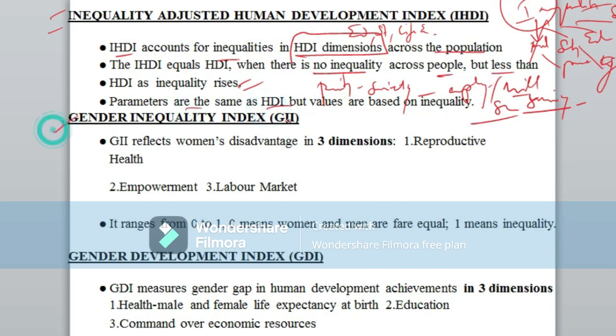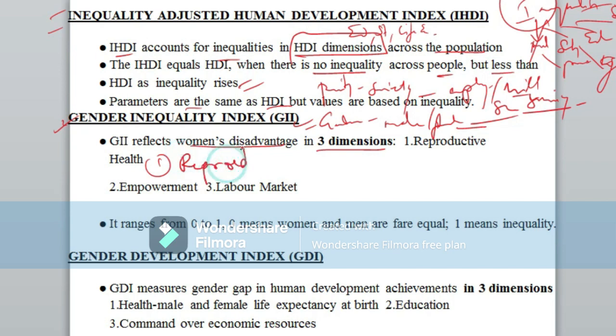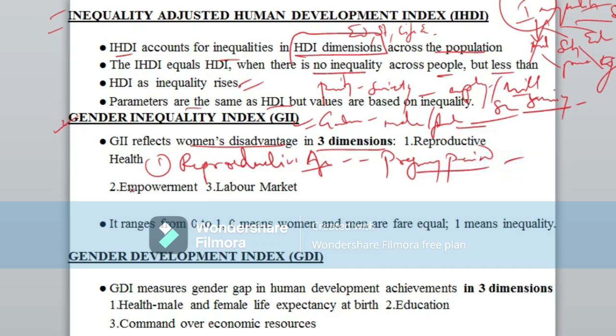The next index is the gender inequality index. What is inequality in gender? Gender is a concept of sexual dimension in which the main component is male versus female. So GII reflects women's disadvantage in three dimensions. It considers women who are suffering at reproductive age, giving birth to a child, and during the pregnancy period still lacking life sustainability, and many women died after giving birth. Many women died due to huge blood loss.